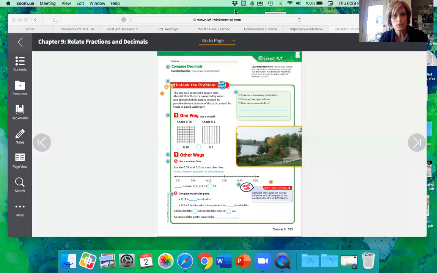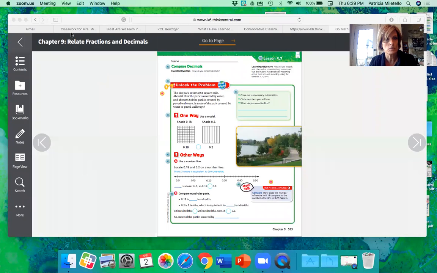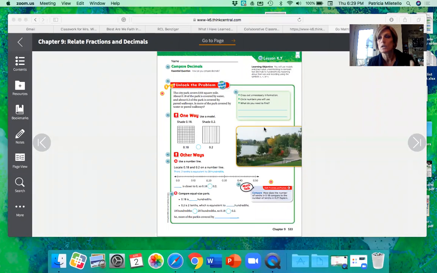So let me share my screen with you so you can see the book and we'll look at it together. Of course, we had this problem before. Oh, I have an annotate feature. Okay, so maybe I can do that.